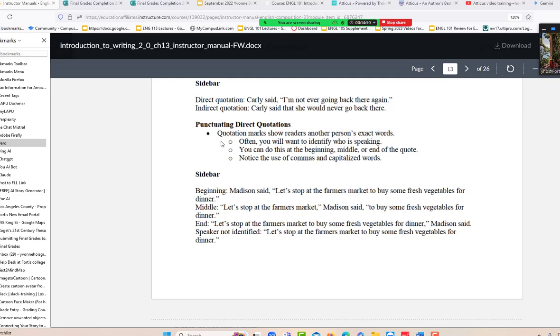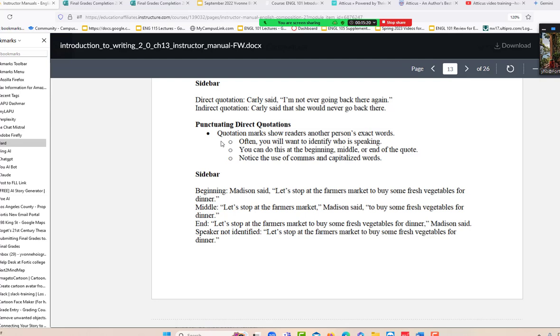Punctuating direct quotations. Quotation marks show the readers another person's exact words. Often you will want to identify who is speaking. You can do this at the beginning, middle, or end of the quote. Notice the use of commas and capitalized words. Madison said, so here you have the identifier of the person at the beginning of the sentence. So here you have Madison said, comma, quotation mark.